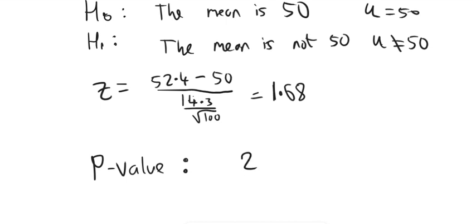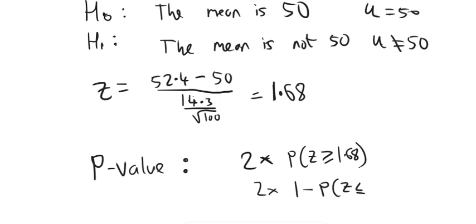We're going to do 2 times the probability that z is greater than 1.68. That's the same thing as 2 times 1 minus the probability that z is less than 1.68.